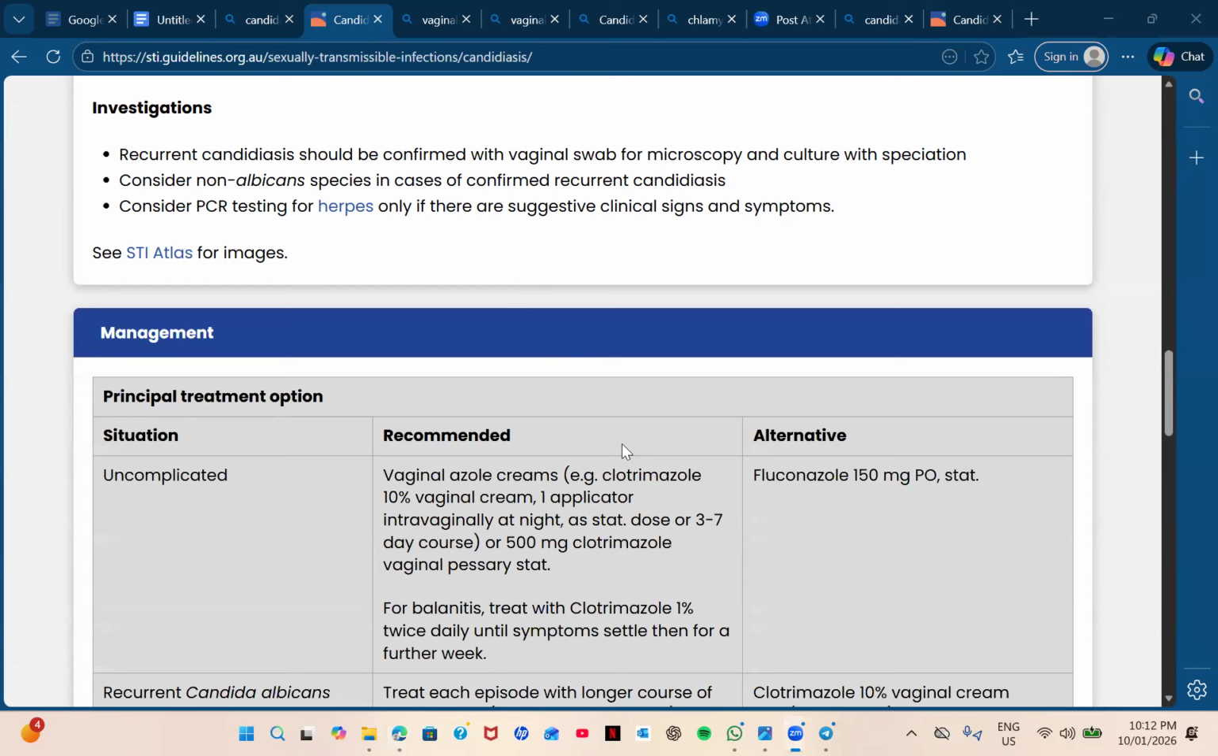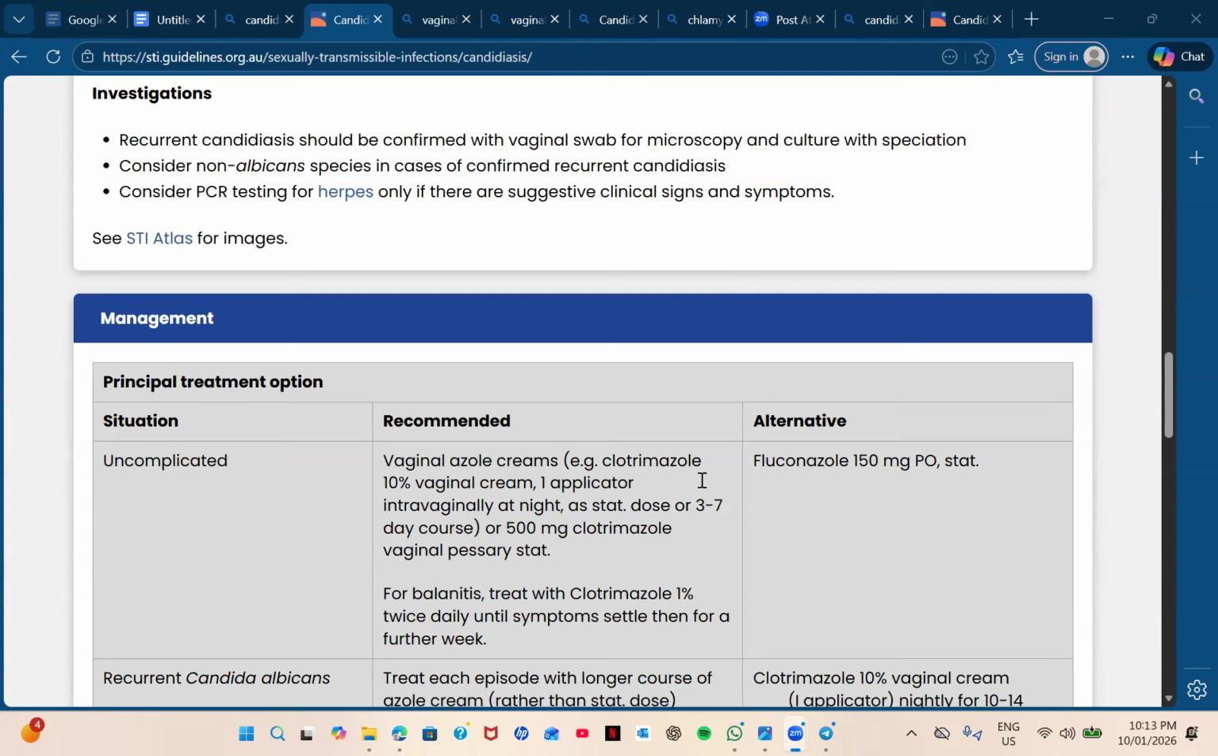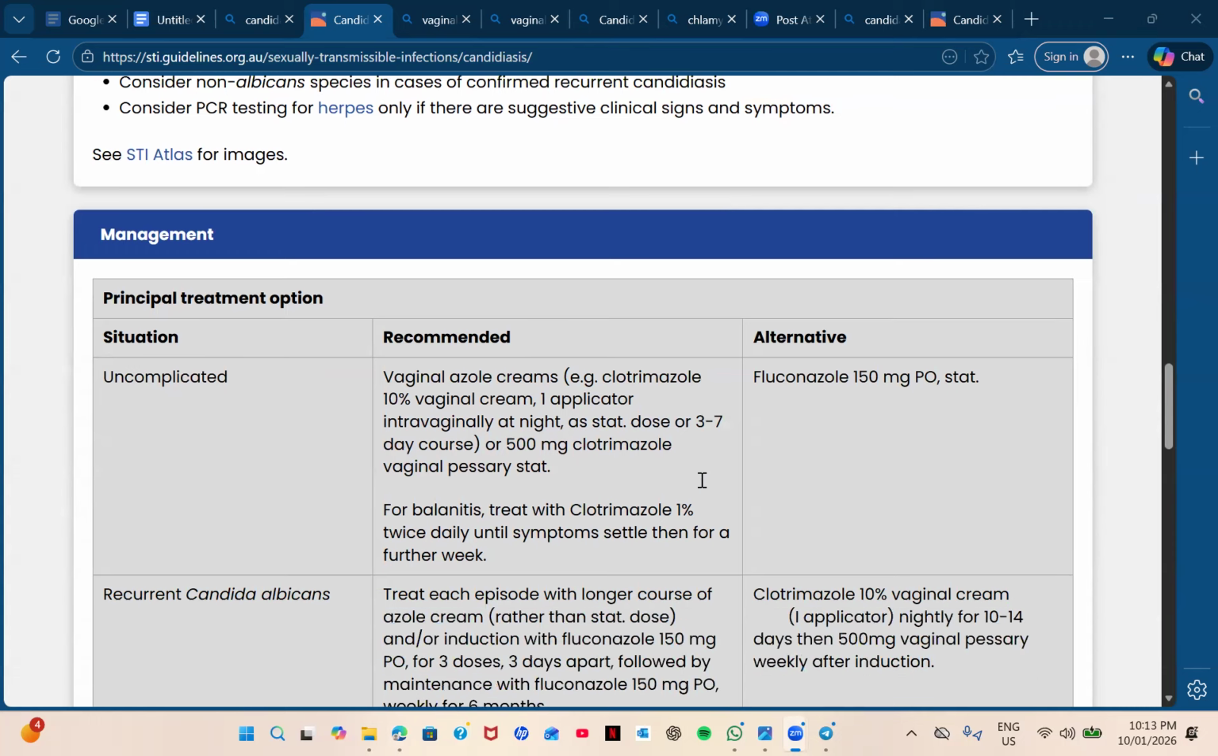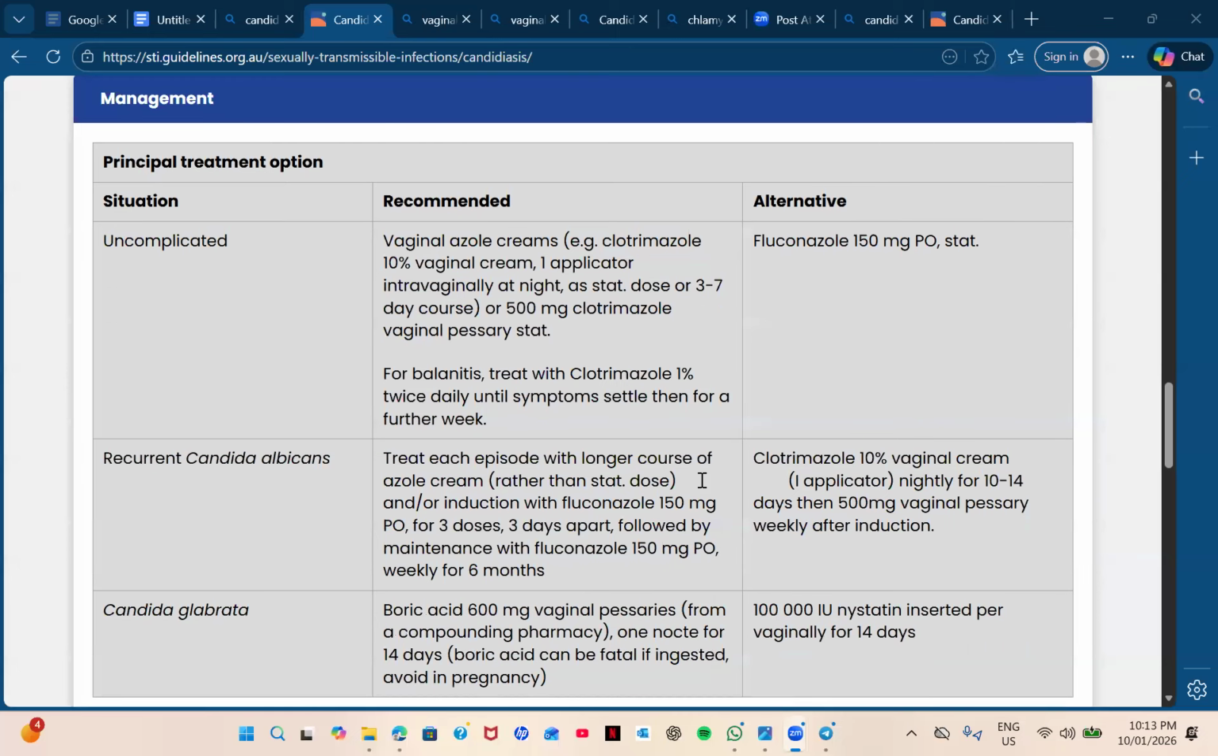Okay. For the initial, uncomplicated case, it's topical azoles. If not tolerated, then fluconazole. And for recurrent cases, topical azoles but for a longer period, like 14 days, or oral fluconazole for 3 doses, 3 days apart. Yeah. Okay. So here you should remember in uncomplicated cases, like the first episode.